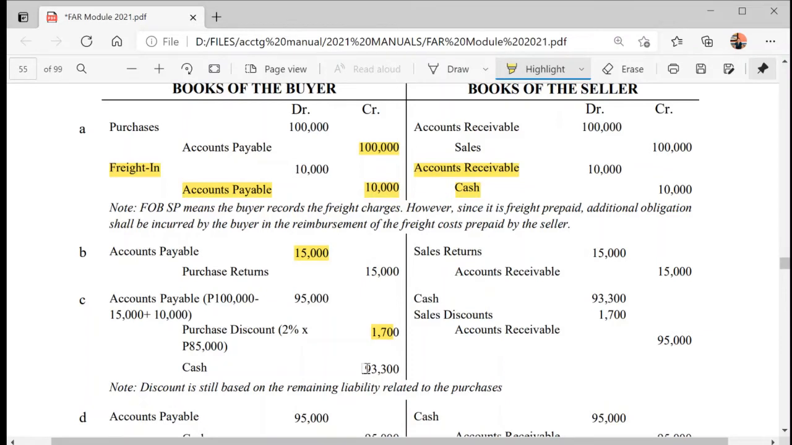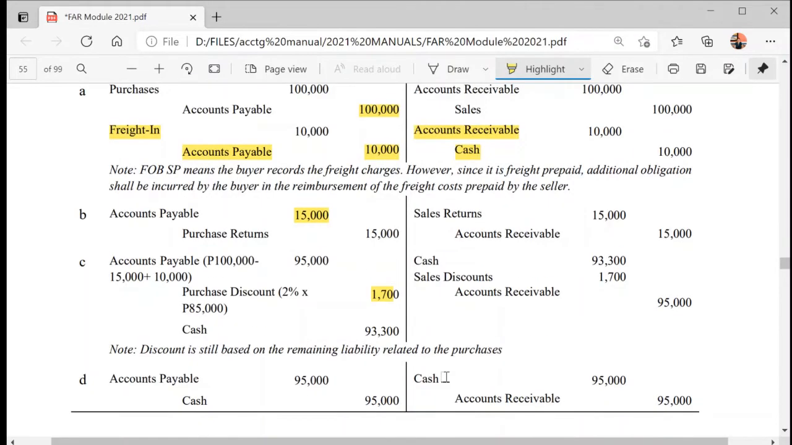For the payment without the discount, so debit accounts payable, credit cash, so still 95,000. There's no deduction for discount kay beyond naman the discount period. So 95,000 ang payment, and that would also be the amount to be received by the seller. So debit cash 95,000, credit accounts receivable.